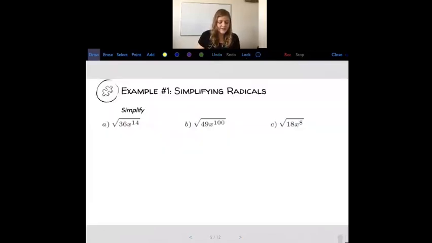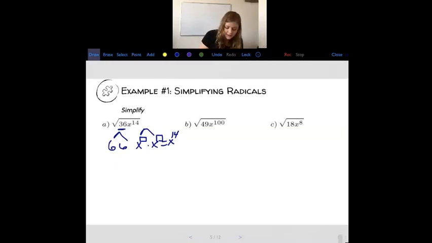So let's get started. Simplifying radicals. Now we're dealing with numbers and variables, so we have to look at both. First, the square root of 36 times x to the 14th. The square root of 36, you're looking for a number times itself twice to get 36, which would just be 6. When we're looking at x to the 14th, we're looking at x to some power times x to some power to give us x to the 14th. And that power has to be the same, so we can't do like 10 and 4. In this case, our answer is 7. 7 plus 7 is 14.